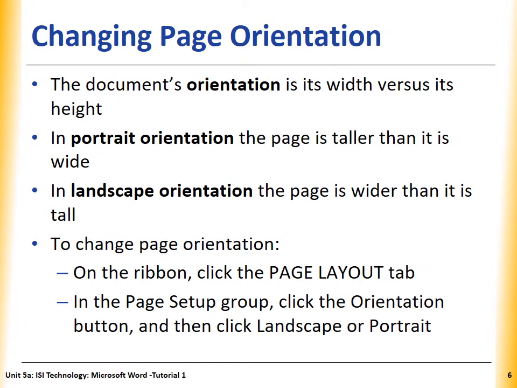Changing page orientation. The document's orientation is its width versus its height. In portrait orientation, the page is taller than it is wide. On the contrary, in landscape orientation, the page is wider than it is tall. To change the page orientation, on the ribbon, click the Page Layout tab. In the Page Setup group, click the Orientation button and then click Landscape or Portrait. I'm going to show you this, so no worries.